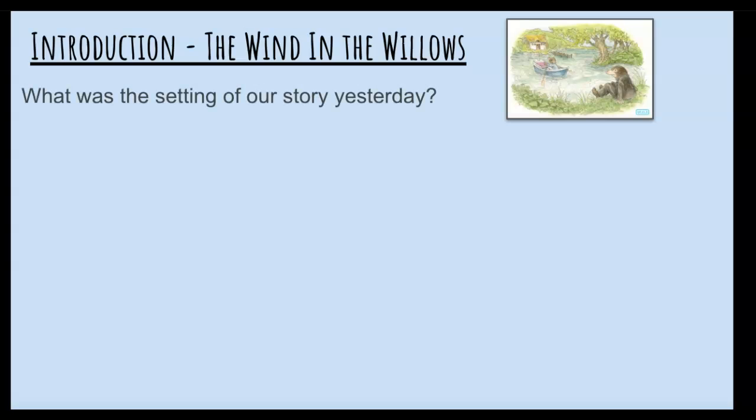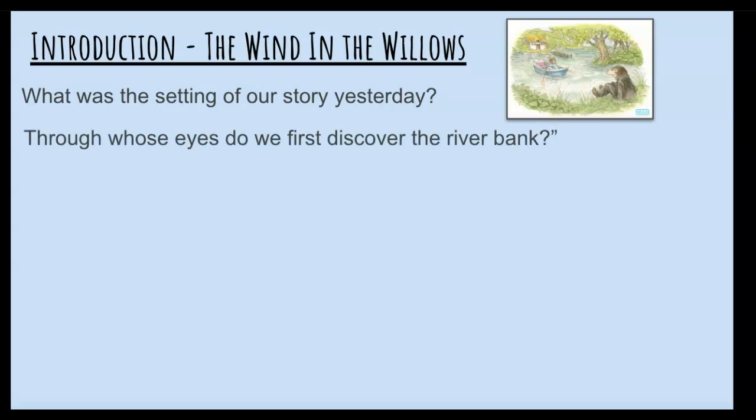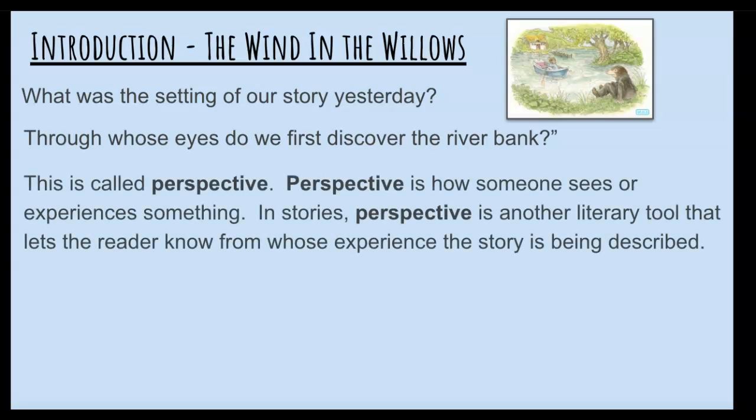What was the setting of this story? Through whose eyes do we first discover the riverbank? Well, the setting of the story was the riverbank, and we first see the riverbank through Mole's eyes, Mole's perspective. Perspective is how someone sees or experiences something. In stories, perspective is another literary tool that the author uses to let the reader know from whose experience the story is being described. So, whose eyes are we looking through when we hear this story?